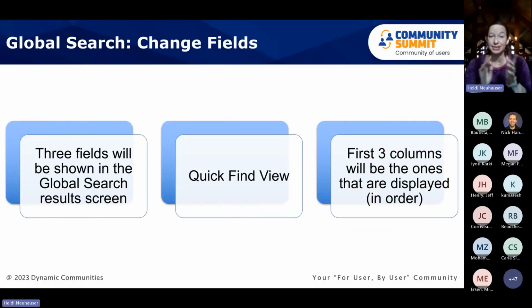Cooler, change fields. So there are 3 fields that are going to be shown in the global search results screen. That is controlled by the quick find view. It's very simple. The first 3 columns are the ones that will be displayed in that order. So pick the 3 fields that you want the most, and you are going to configure that.